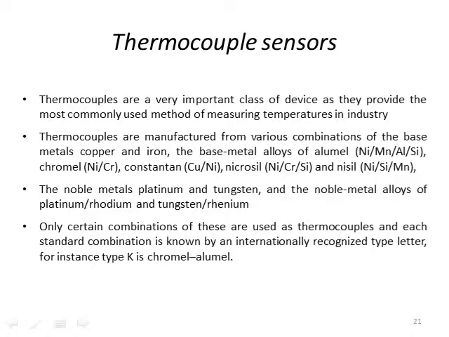Now the noble metals, platinum and tungsten, and the noble metal alloys also have some of these materials. These different types of materials then have a particular letter associated with them. The letter basically gives the temperature range and voltage range that you want to convert. So type K is chromel, alumel, for example.